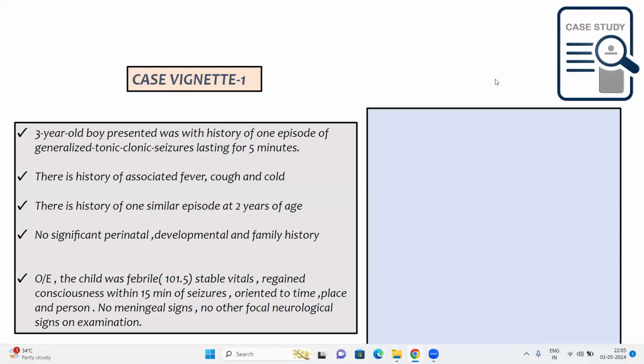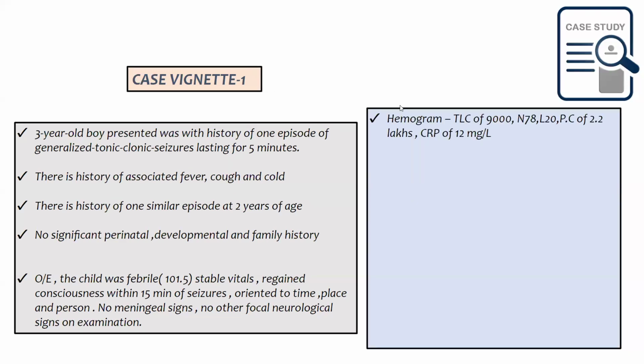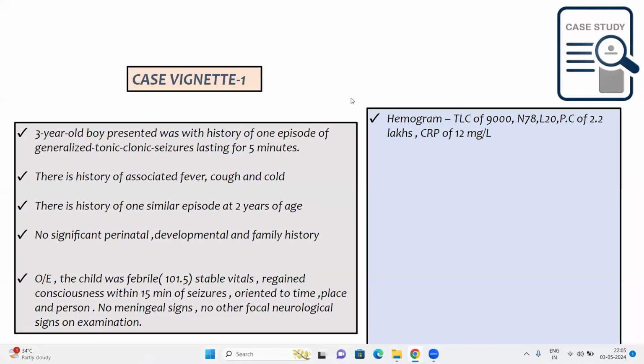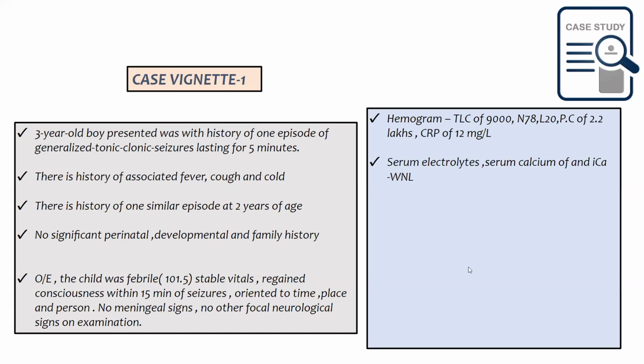Yeah, I think we have a lot of answers saying it's typical febrile seizures, right? So hemogram showed a TLC of 9,000. Though it looks typical, as a part of the workup of your fever profile, you can do your workup. TLC 9,000 cells, neutrophils of 78, platelet count of 2.2, CRP of 12. There's some mild infection going on there.